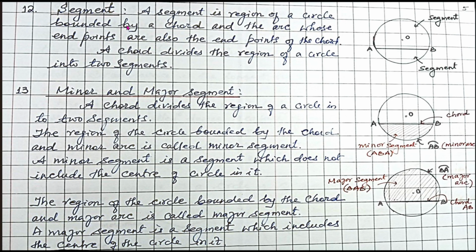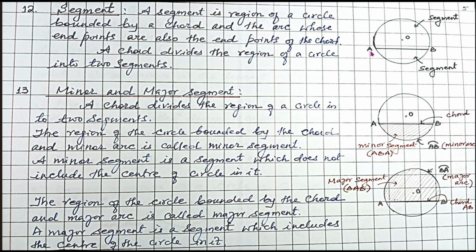Remember that. Now segment. A segment is the region of a circle bounded by a chord and the arc, whose endpoints are also the endpoints of the chord. A chord divides the region of a circle into two segments. Now let me explain this to you. We have a circle here, and AB is a chord. The chord AB divides the circumference into two arcs. We have got arc AB here and arc BA here.